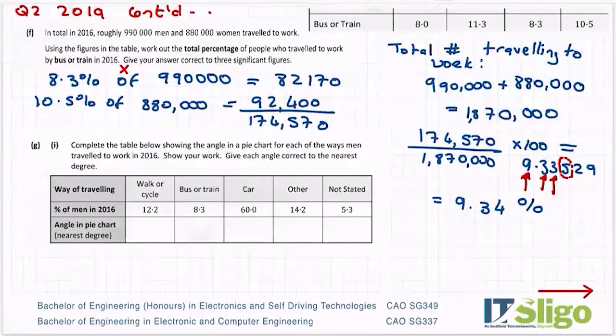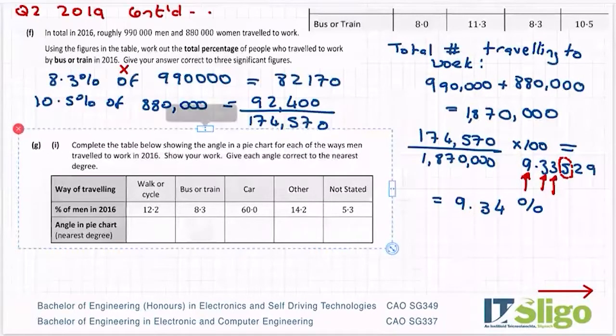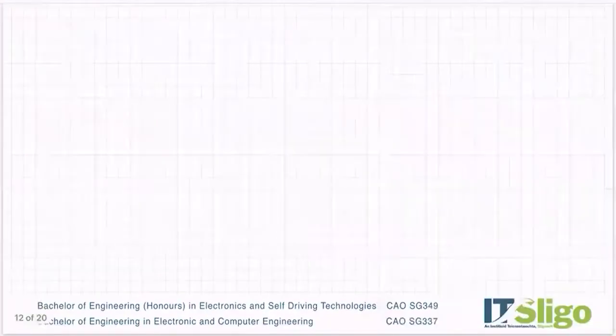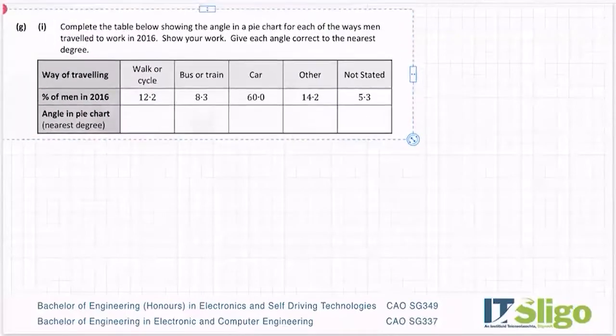Part G, complete the table below showing the angle in a pie chart for each of the ways men travel to work in 2016. Show your work. Give the angle correct to the nearest degree. Okay, I'm going to insert a new page in here now. And I am just going to take this question with me just to give us a bit more room so we're not sticking it in the corner. Okay, so this is how to draw a pie chart.